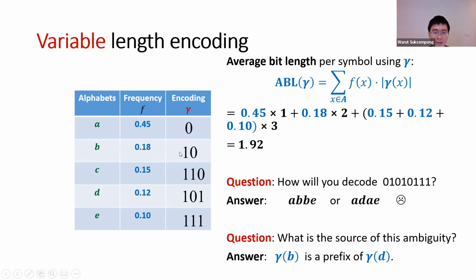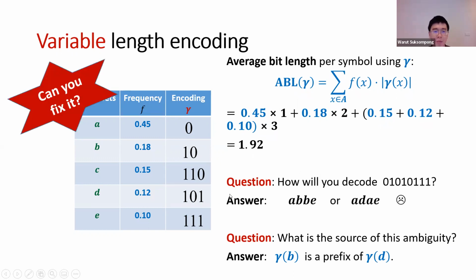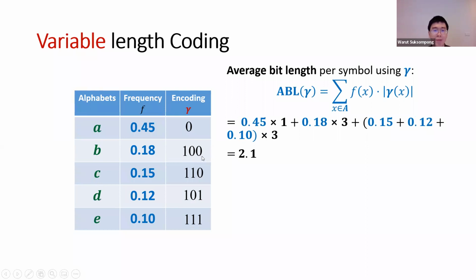In this case, because 10 is a prefix of 101, in order to avoid this, we add one more bit to B. We make it 100, and now you can see that none of the encodings is a prefix of another. A is 0, and B, C, D, E all start with 1, so no conflict with A. Among B, C, D, and E themselves, we also don't have a problem because these are all of length 3, so none can be a prefix of another.